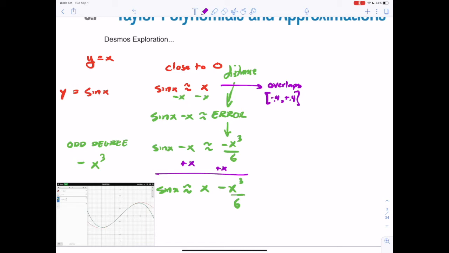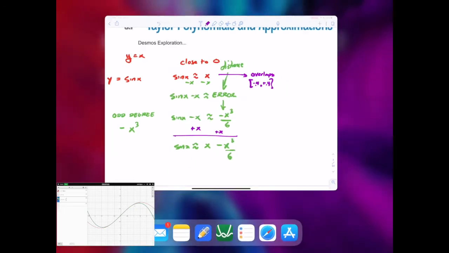That's strange. Let's try this again. Now we have an overlap. Oh no, it's freezing.